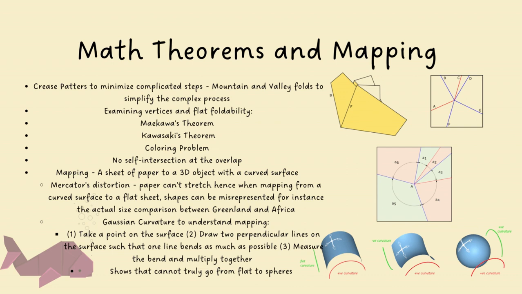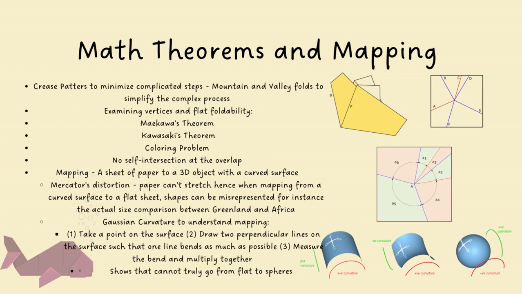The coloring problem is that no two faces that share a crease can have the same color. In addition, there's also no self-intersection at an overlap. Now, these four principles define origami.